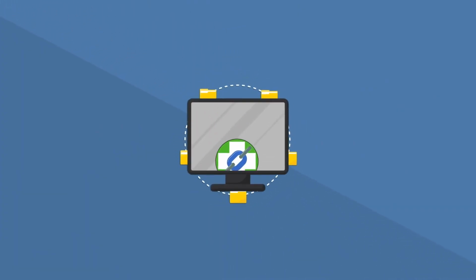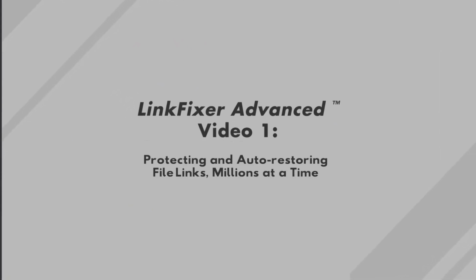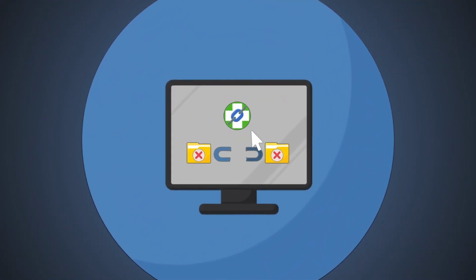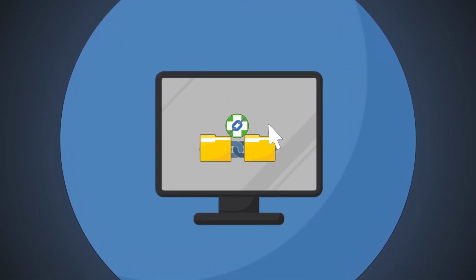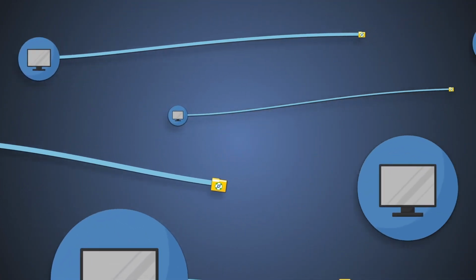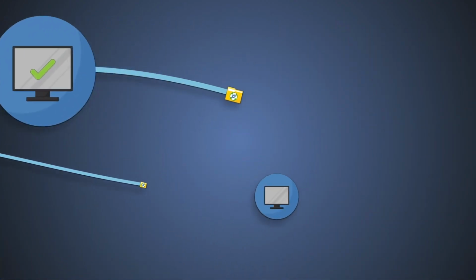In this case, see the video entitled Link Fixer Advanced Video 1, Protecting and Auto-Restoring File Links Millions at a Time. If you haven't already selected the tool that you'll be using to do your migration, consider using Link Fixer Advanced. Yes, Link Fixer Advanced is known for its ability to automatically fix broken links, but you may not have heard that it can be used to migrate your files. What follows is a short demonstration of a very simple migration of files using the Move Rename tool.